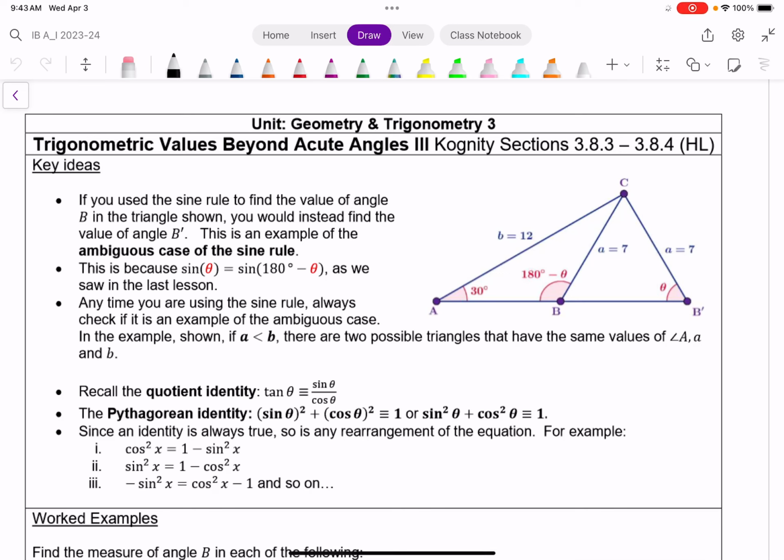All right, so third lesson in a row looking at trigonometric values beyond acute angles. And there are two distinct parts to this. One is returning to the sine law, but what we call the ambiguous case, and the second part is to introduce a few identities. So these two halves of this lesson are fairly different from one another, but all involve trigonometry.